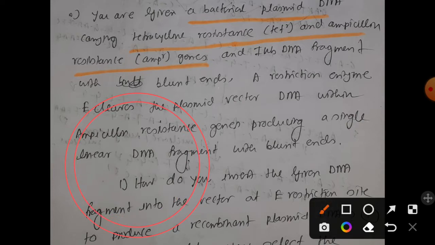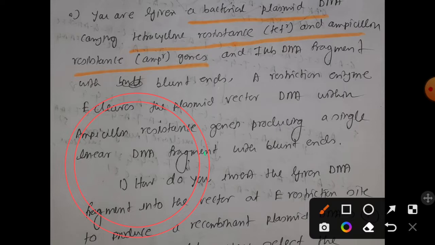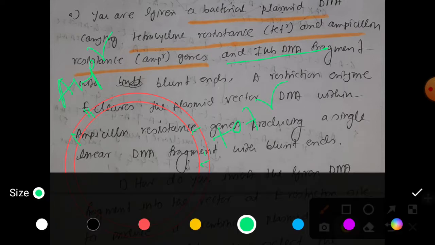So you are given a bacterial plasmid. This is our bacterial plasmid, and in this plasmid there is a tetracycline resistance gene, this is my tetracycline resistance gene, and an ampicillin resistance gene. Now they are telling you that you have a 1 kb DNA fragment with blunt ends. That means they are talking about your gene of interest.